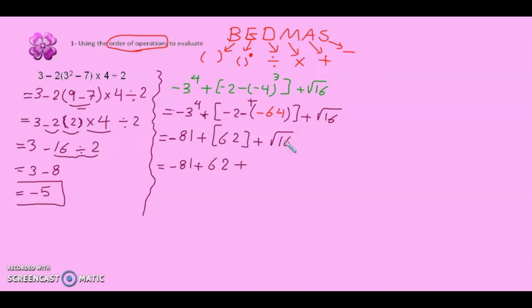What's the root of 16? It would be 4, yeah? So now you're ready to calculate. Negative 81, I'm going to calculate first these two. 62 plus 4 would be 66. Now the final answer: negative 81 and 66, you have to subtract them and keep the negative because this number is greater. So therefore, if I subtract these two, the answer would be negative 15. This is the final answer.